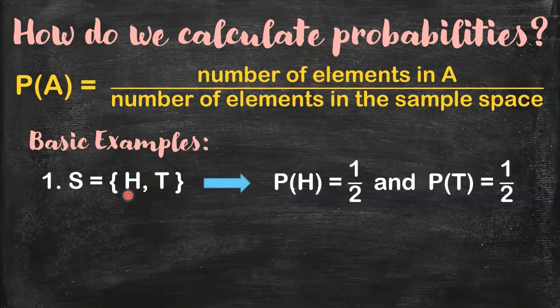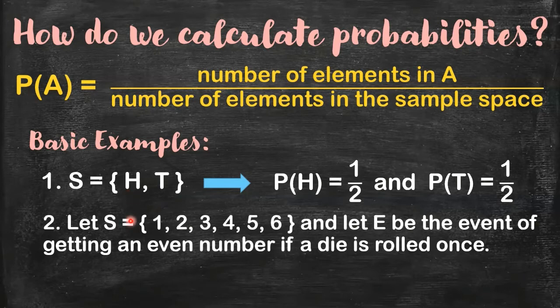Let's have another example. What about this one? S, this one is the sample space if you roll a die once. And now, let's consider this event E. This is the event of getting an even number.